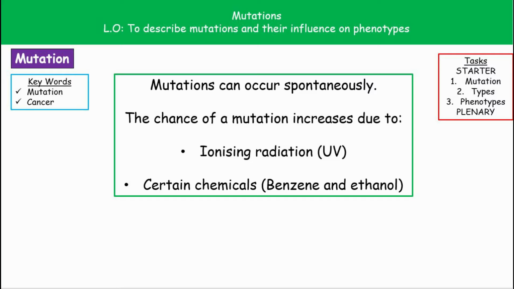The first and most important point we need to remember is that mutations can occur spontaneously. So throughout your life, there will be mutations that occur within your DNA. But we also see that there are certain factors that increase the chance of a mutation occurring. And the two key ones that we really need to remember here, firstly, ionizing radiation, and a really good example of that is UV, which comes from the sun. And the second one is exposure to certain chemicals. So things like ethanol, things like benzene, these will all increase the chance of mutation occurring.